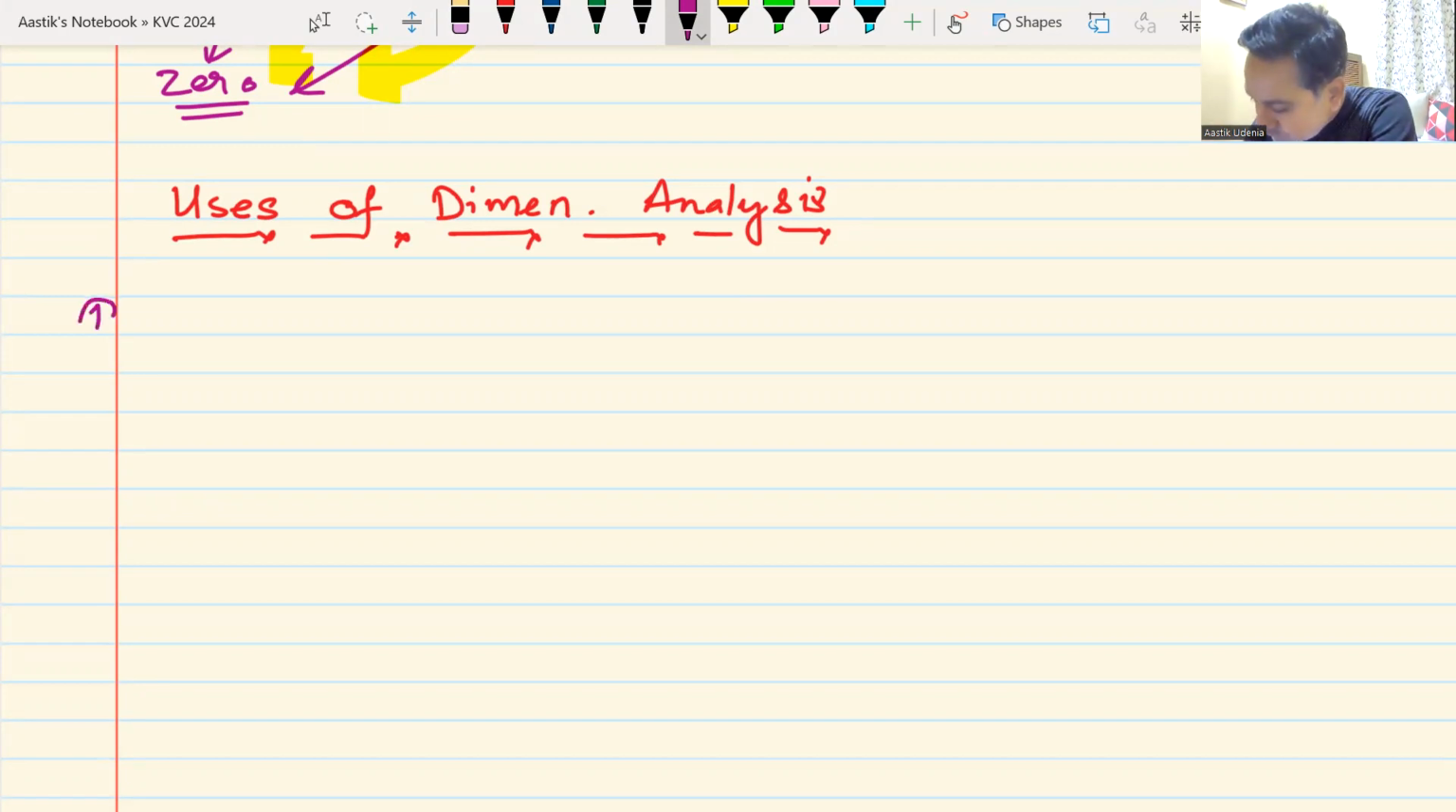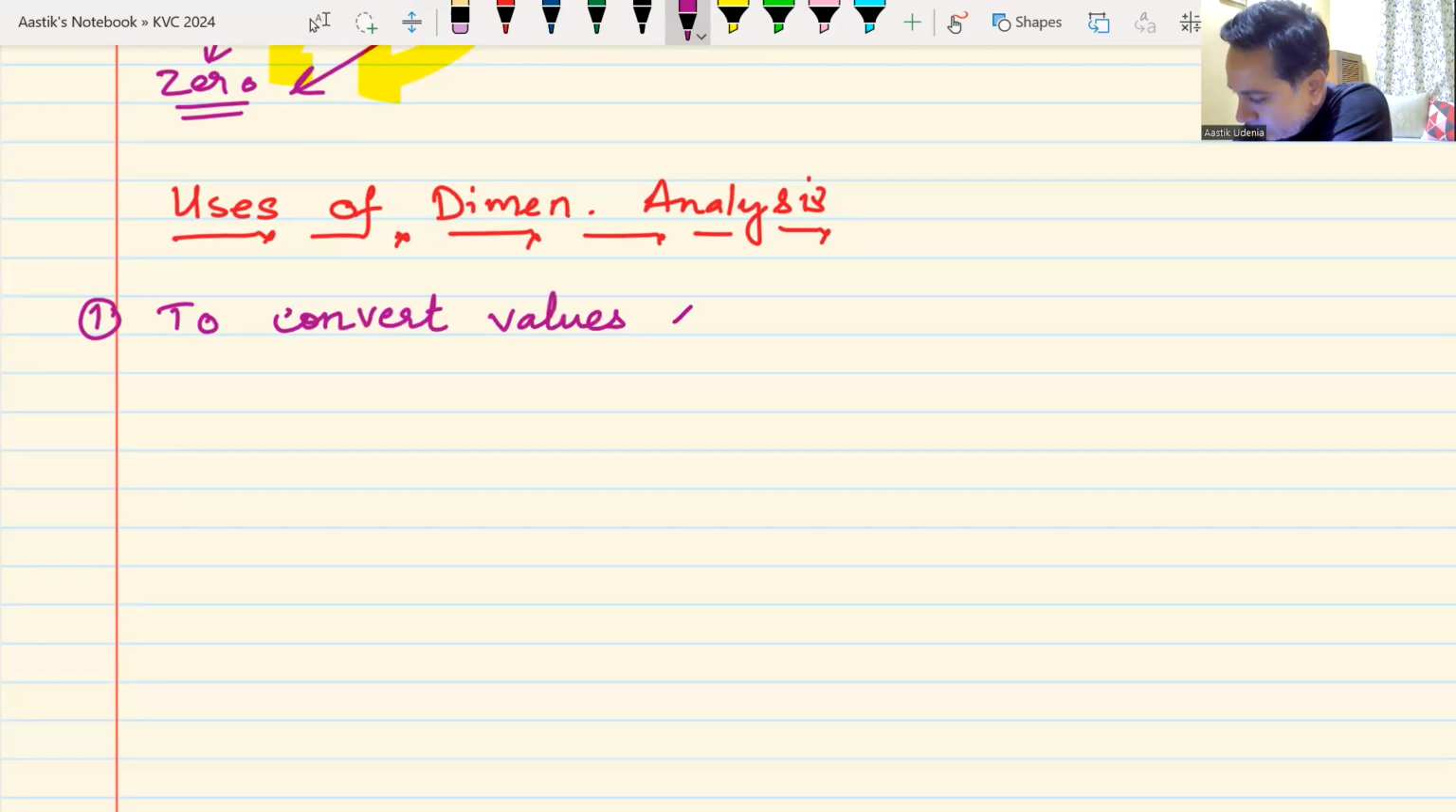The first use that I know, and remember, you might not find it in the same way in whatever notes or whatever books you refer to. I always break things into small points, so that even if there is something different, I would make it into a different point. The first use that we are going to see for dimension analysis is to convert values from one unit or one system to another system.